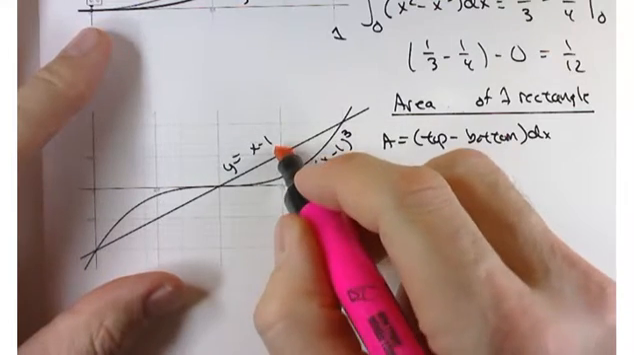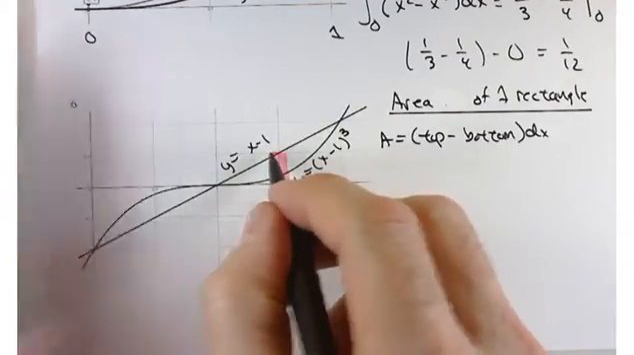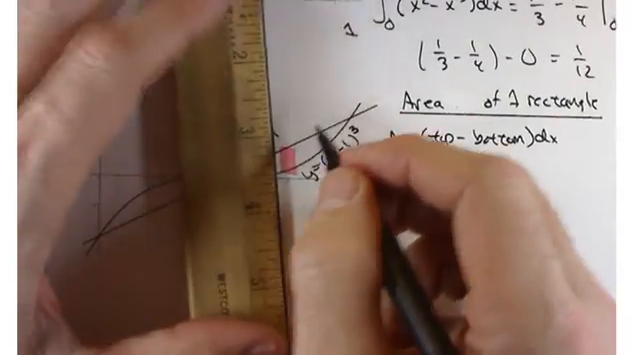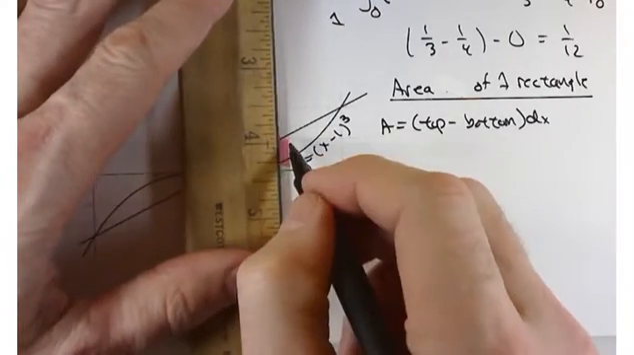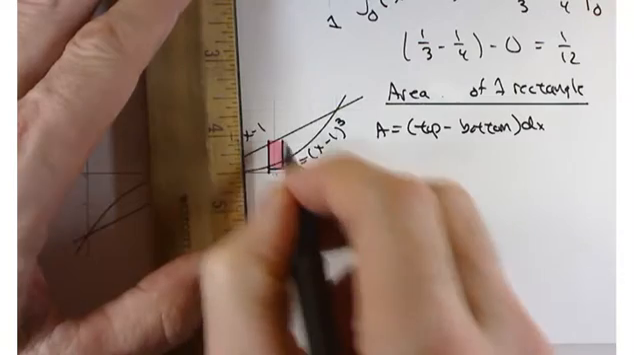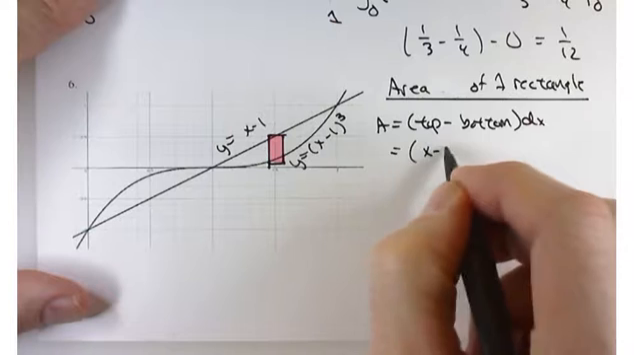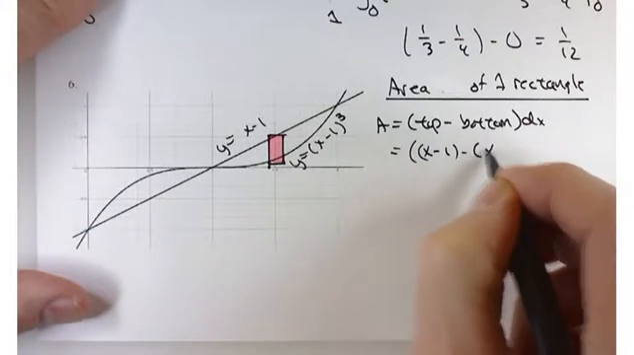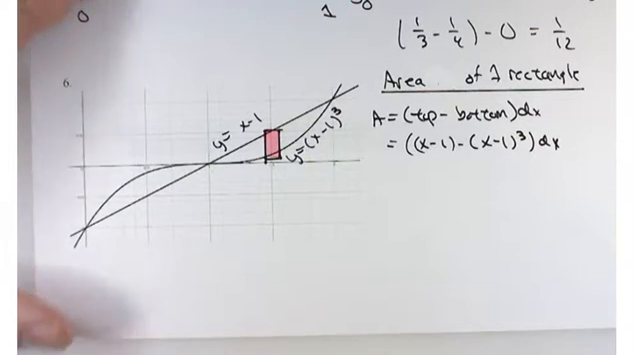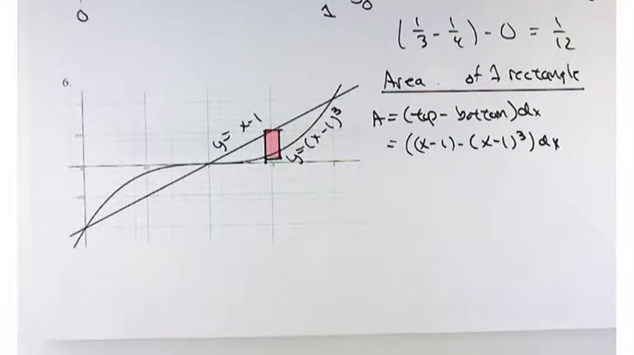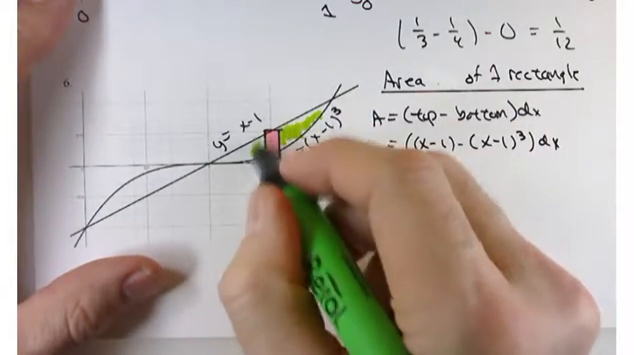So if I take my slice here, then what's going to happen? Well, the top function is going to be x minus 1, and the bottom function is going to be (x minus 1) cubed. So it's going to be top, which is x minus 1, minus bottom, which is (x minus 1) cubed, dx. And that's going to help me out here in finding this area.